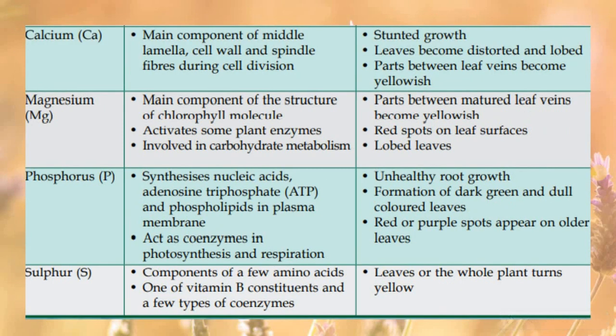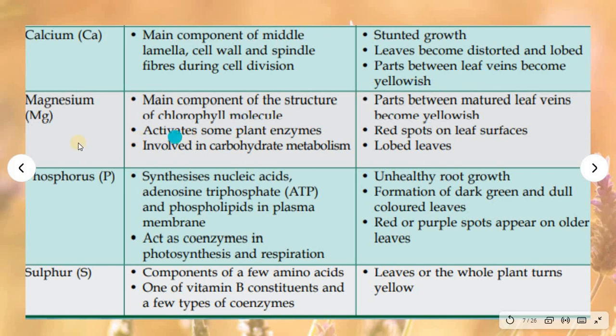Calcium. Calcium is the main component of the middle lamella, cell wall, and spindle fiber during cell division. The effect of deficiency: stunted growth, leaf becomes distorted and lobed. Dia akan berbentuk sedikit berbentuk lobe, sedikit ganjil lah. Parts between the leaf veins become yellowish.